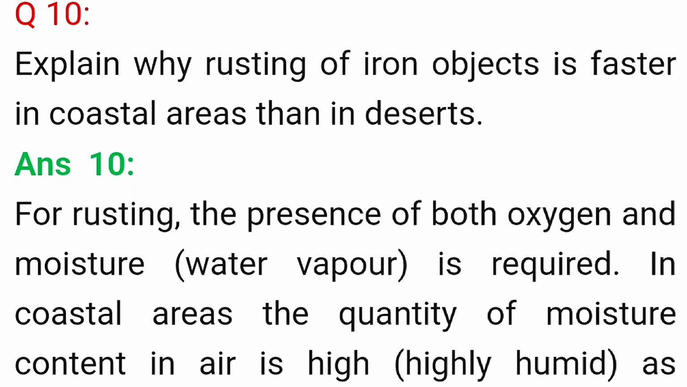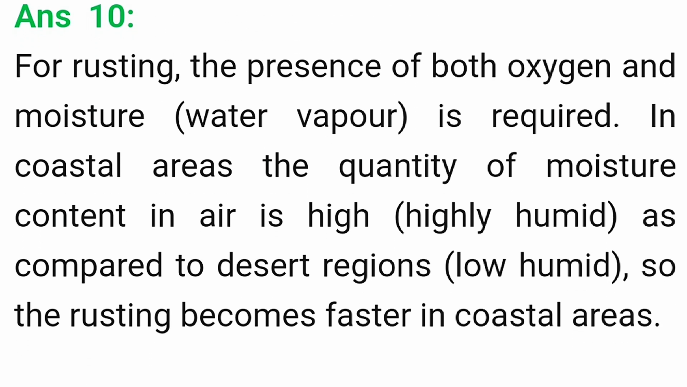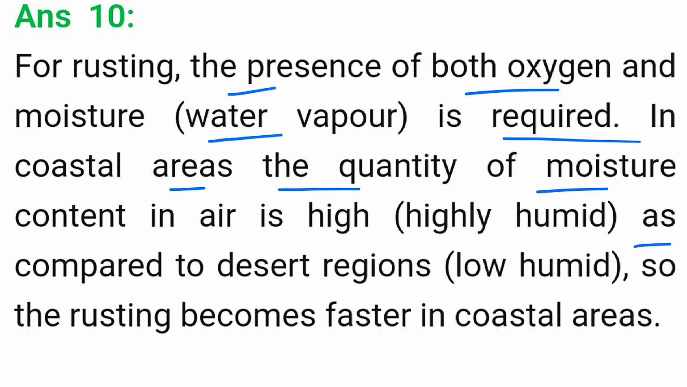Next, question number 10: explain why the rusting of iron objects is faster in coastal areas than in deserts. Let's see the answer. For rusting, the presence of both oxygen and moisture, water vapor, is required. In coastal areas, the quantity of moisture contained in the air is high, humid, as compared to desert regions, which are low humid. So the rusting becomes faster in coastal areas.